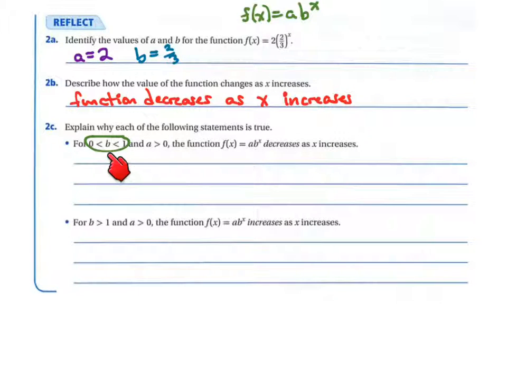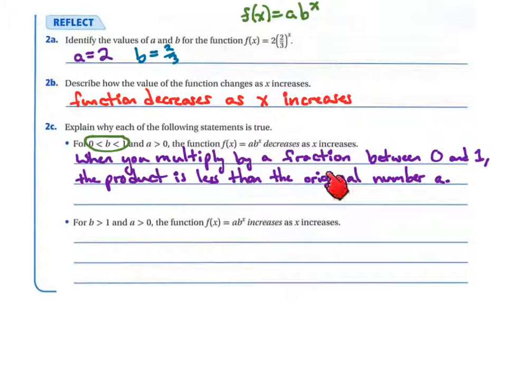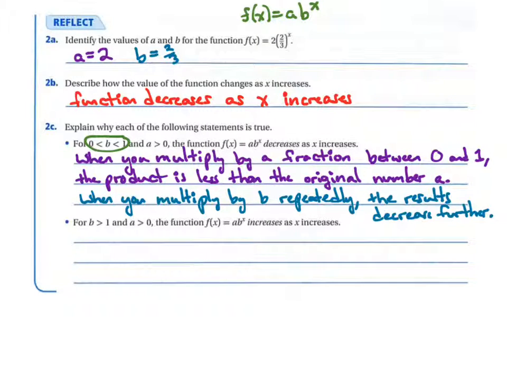So when b is between 0 and 1, what's happening? That number that we're multiplying by each time is between 0 and 1. And when you multiply a number by a fraction between 0 and 1, the product is less than the original number, right? 3 times 1/2 is 1 1/2. The number goes down. And when you keep doing that, the results get smaller and smaller and smaller.